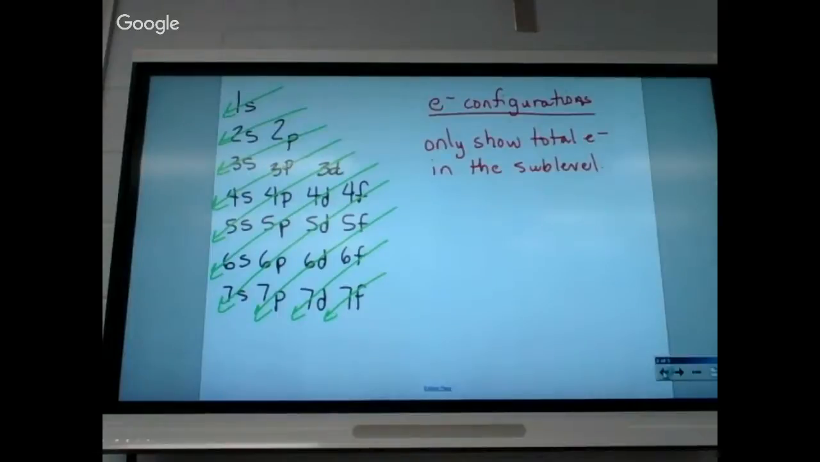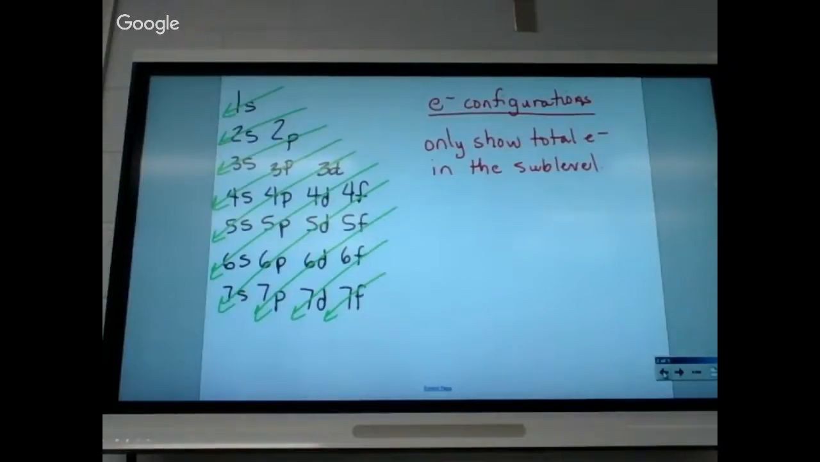All right, so if we look at your first one, what I assigned. Bromine. So for bromine, you start at 1s2, 2s2, 2p6, 3s2, 3p6, 4s2, 3d10, 4p5. Yes? Okay. What's the next one?